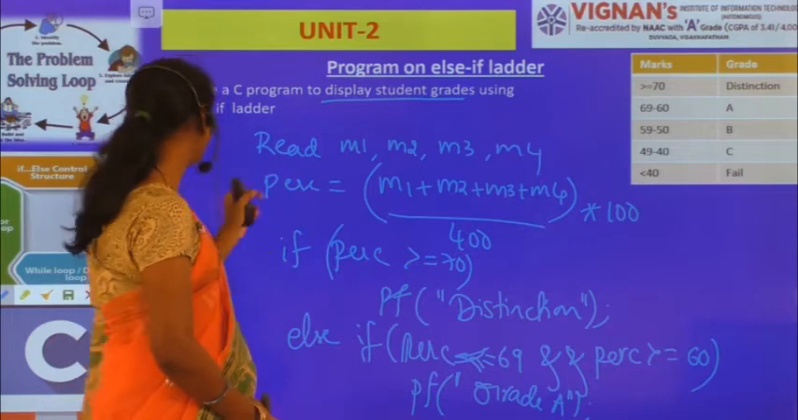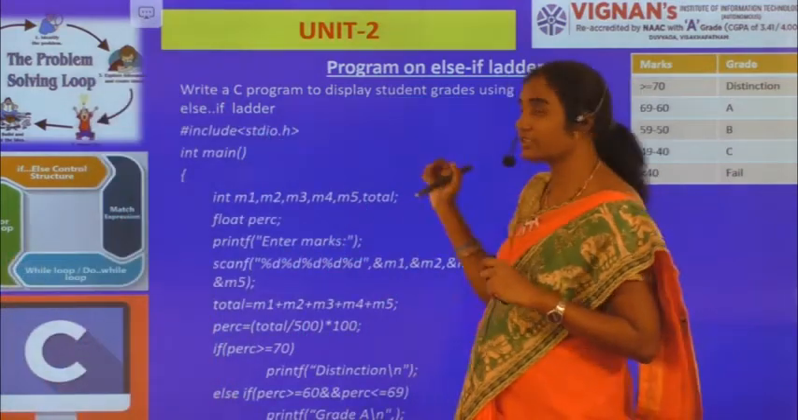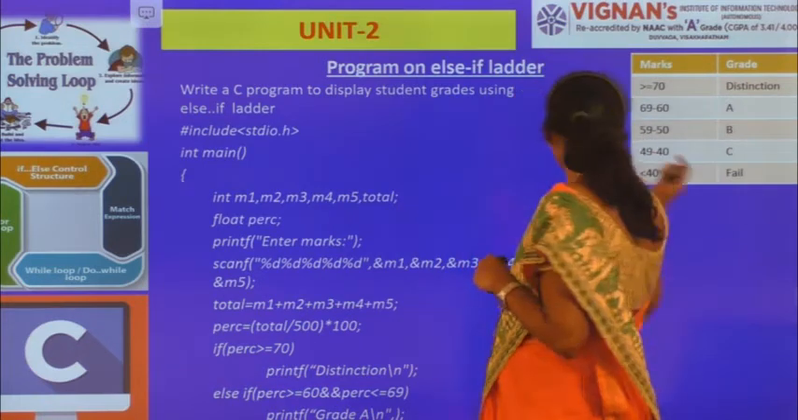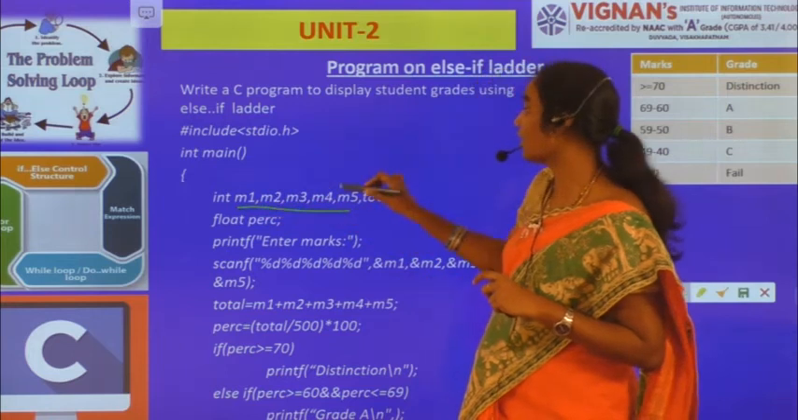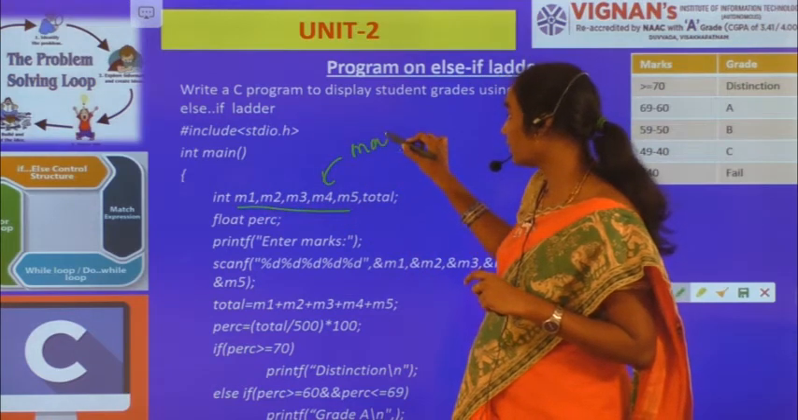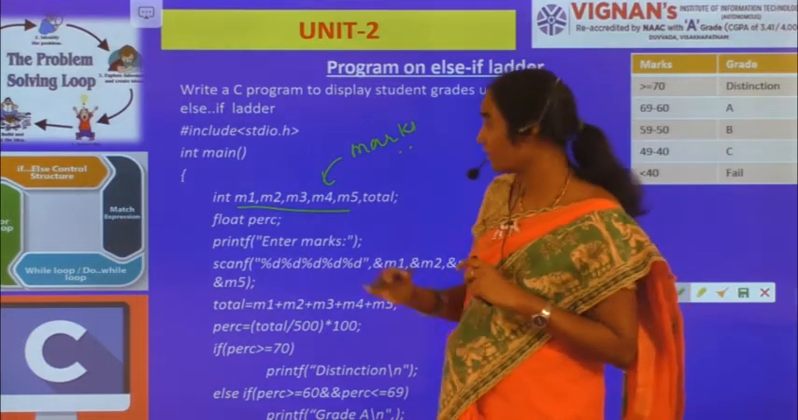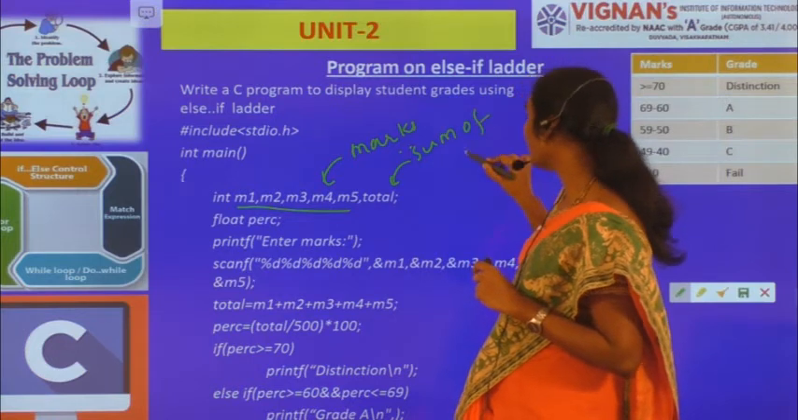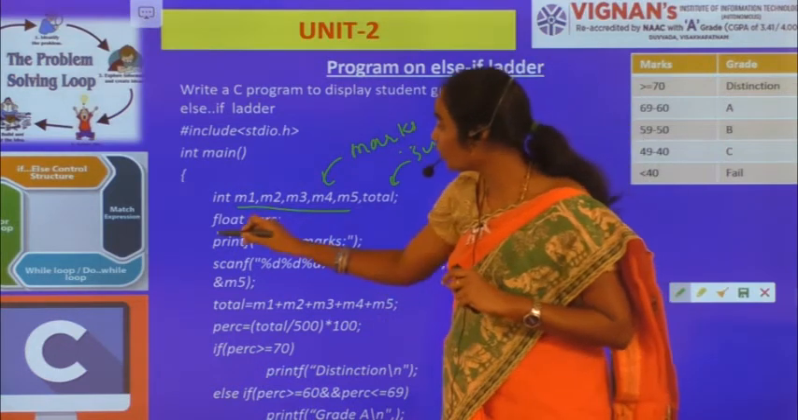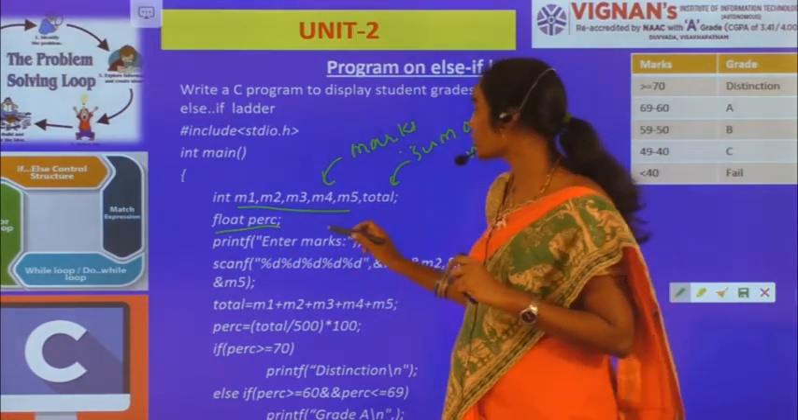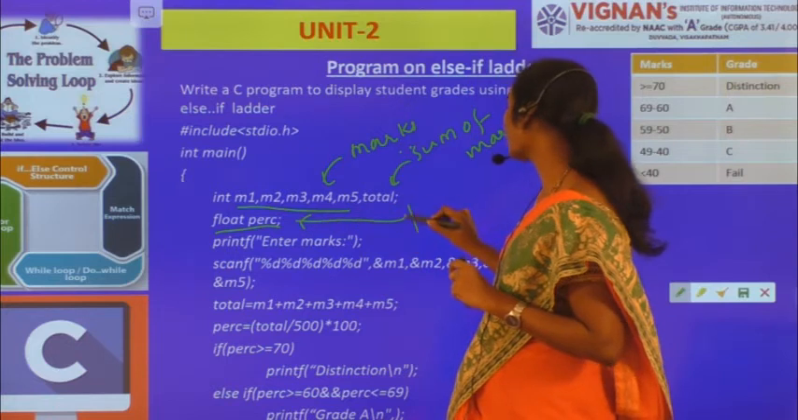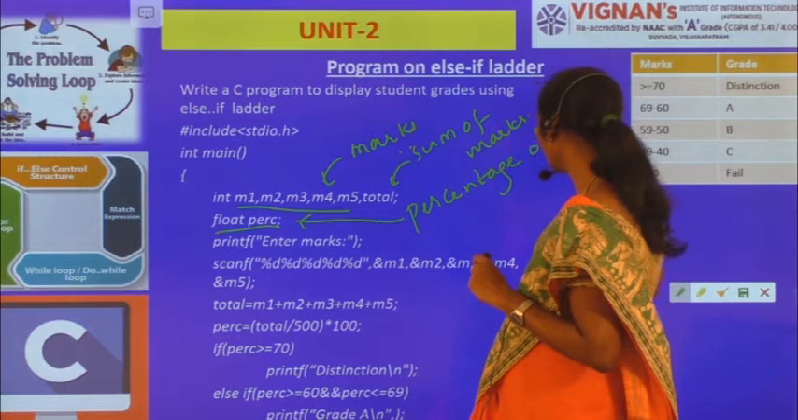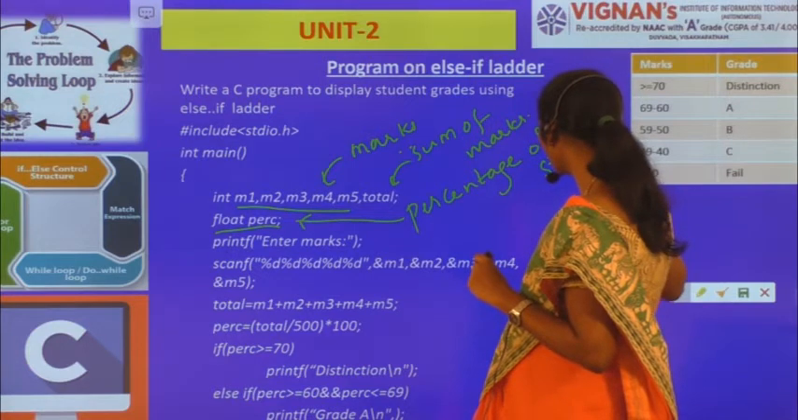Now let's have the whole program. This is your whole program. So here int main, int m1, m2, m3, m4, m5, total, right? Here m1 to m5 are used for storing the marks of subjects, and total is used for storing the sum of marks, right? Now float percentage, which is used for storing the percentage of the student.